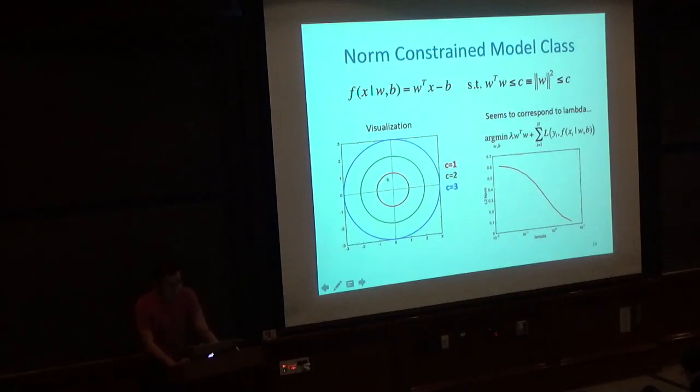And furthermore, it's clear to see that we have different model classes here. C equals 1 is the model class of all W that live inside this red circle. That's a different model class than the set of models that live inside the green circle. In fact, it is a strict subset of the class of models inside the green circle. So by implication, the model class for C equals 1 is strictly less expressive or less complex than the model class of C equals 2, because anything you could learn in C equals 1, you could learn in C equals 2.